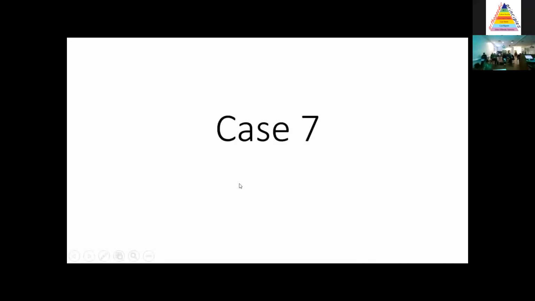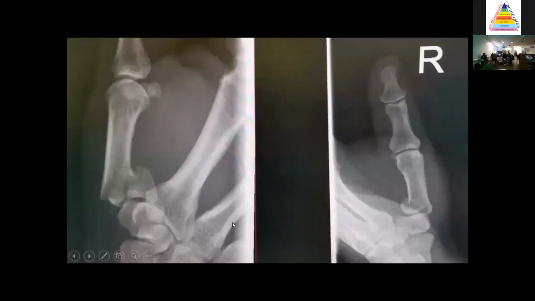Okay, good. So, next gentleman. Right. So this is a 25-year-old who was punching his friend and sustained this injury. Tell me what you see.